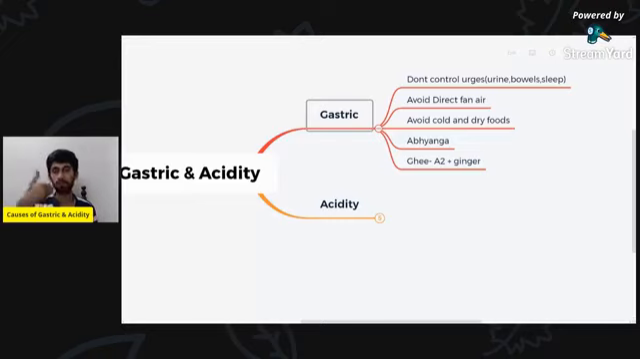So let's make sure and summarize this. Why gastric occurs is when you control the urges of either urine, bowel, or sleep. Then vata gets disturbed. When vata gets disturbed, it starts getting lodged in the stomach. Avoid the direct fan air. Don't sit below the fan. Third, avoid dry and cold foods. Whatever is dry or cold will increase vata a lot.